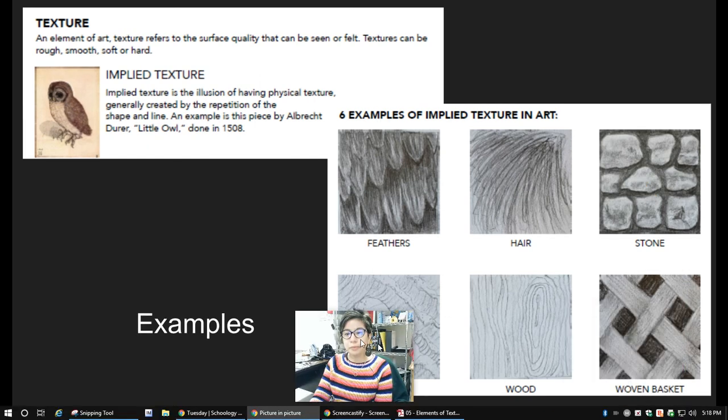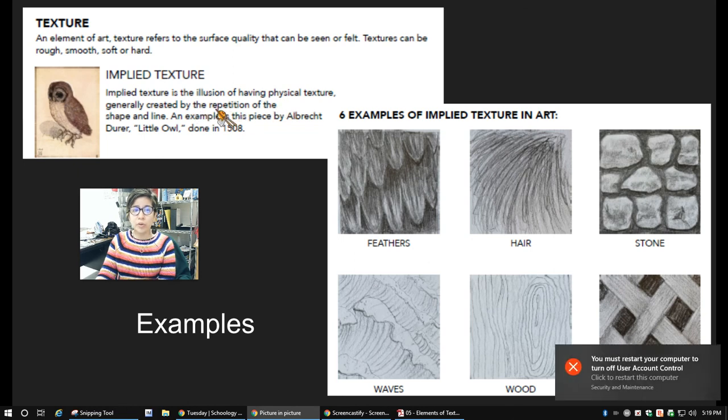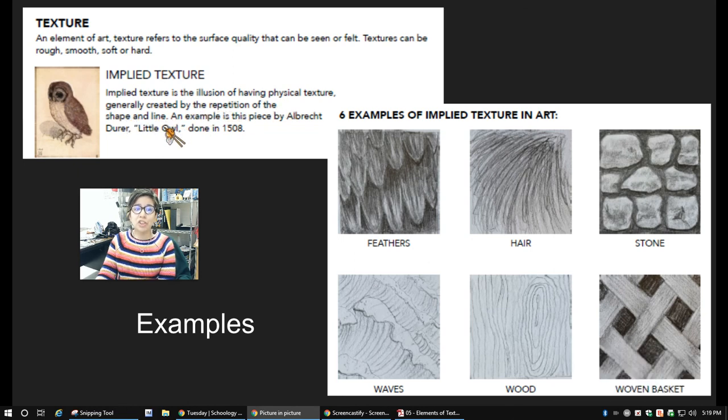As we see right here on the board, there is an explanation of what implied texture is. Remember, that's when an artist is trying to create an illusion to make it look like it actually has physical texture. This is generally going to be created using line and shape, as well as shading, highlights, midtones, and shadows.